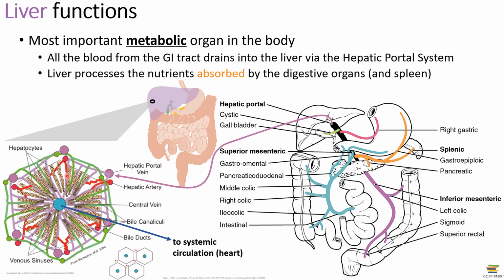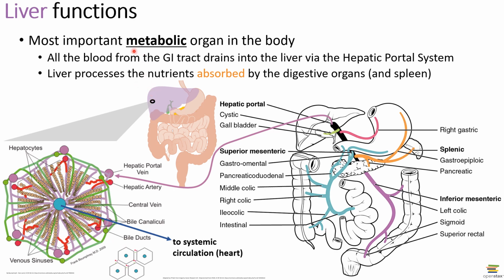And then once they're done with it, that will all drain into this central vein right here, and then that will take the blood eventually to systemic circulation in the heart to be recirculated to the rest of the body with the absorbed nutrients after they've been processed by the liver. And so this is really the key thing.